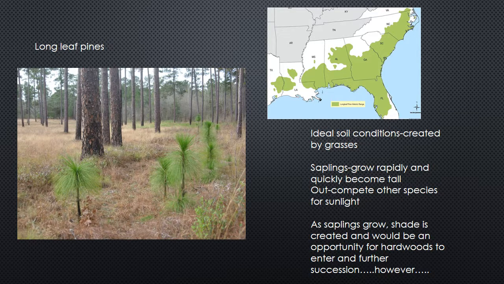So I want to take a minute for us to look at longleaf pines. They are specific to the eastern part of North Carolina, as well as several places in the southeast. And their ideal soil conditions are created by grasses. So the saplings grow very rapidly and become tall, and they outcompete other species for sunlight. And then as the saplings grow, shade is created, and would be a great opportunity for hardwoods such as oaks to enter and further the succession process, right?